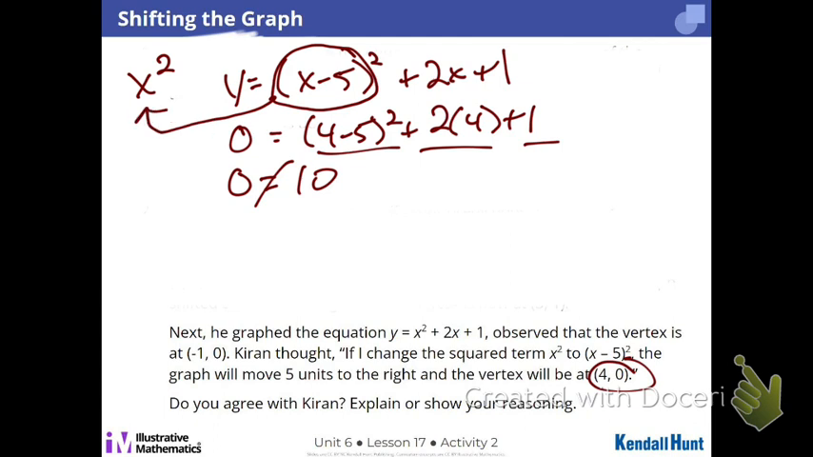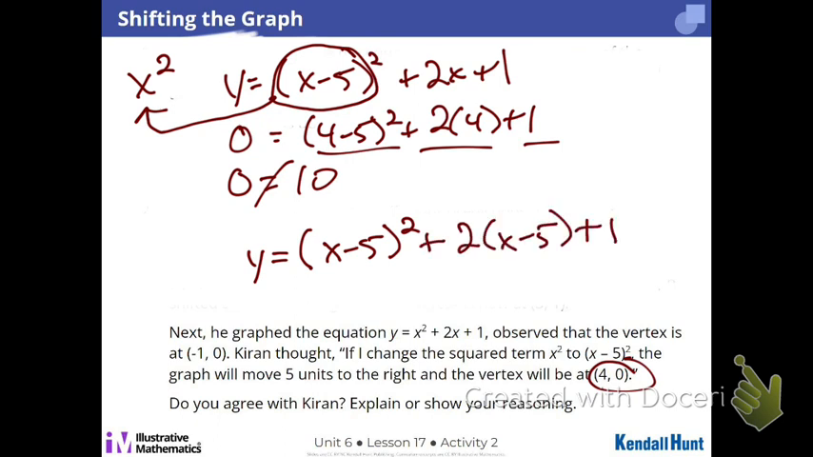X minus 5 is going in for x. So check this out. If I want to shift it 5 right, x minus 5 goes in for x. Oh, it goes in for both, because I need to shift the whole thing, x being my left and right. Oh yeah, and that also works.